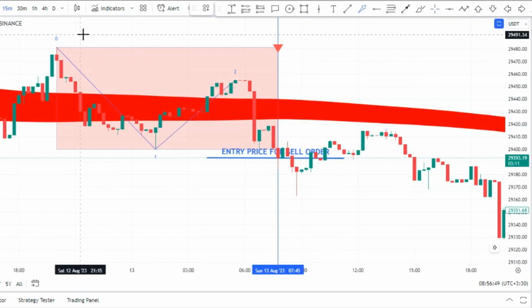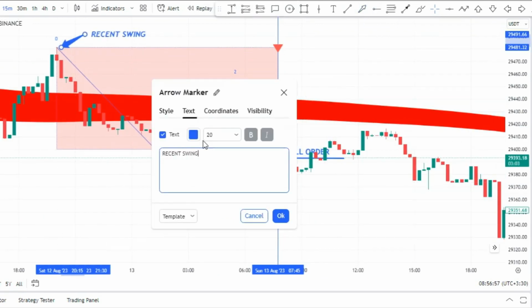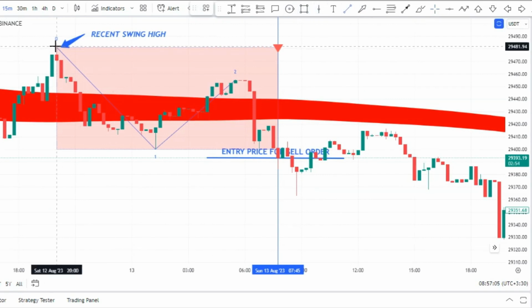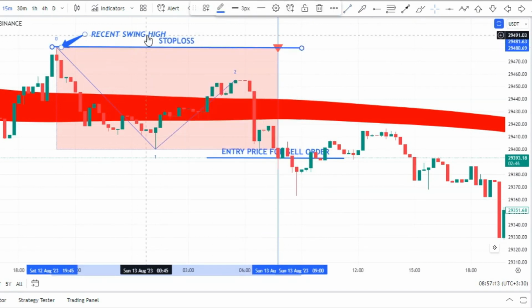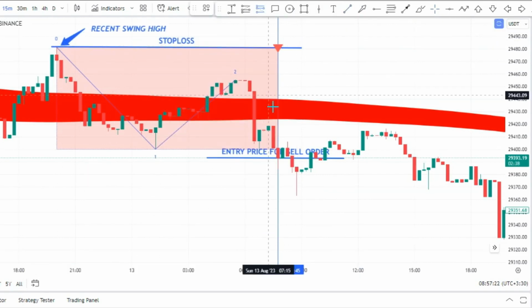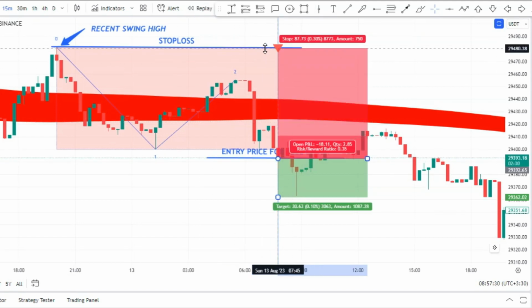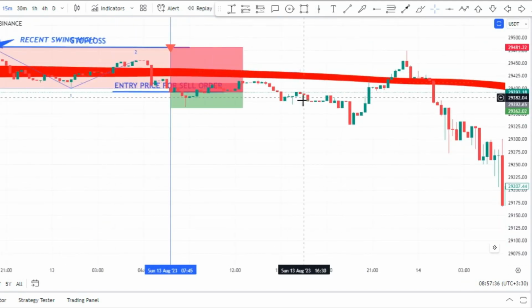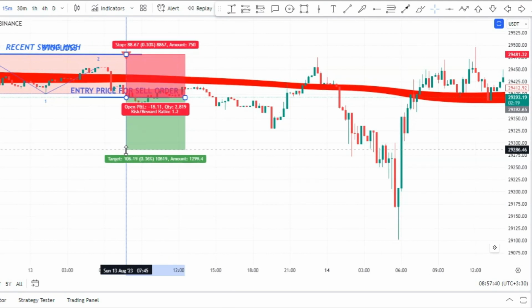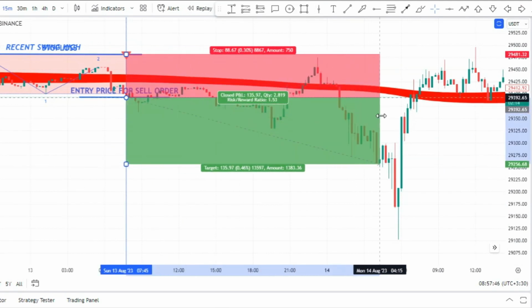Immediately after, utilize swing highs as stop-loss points. In the next step, consider a risk-to-reward ratio of 1 to 1.5 for exiting the trade.